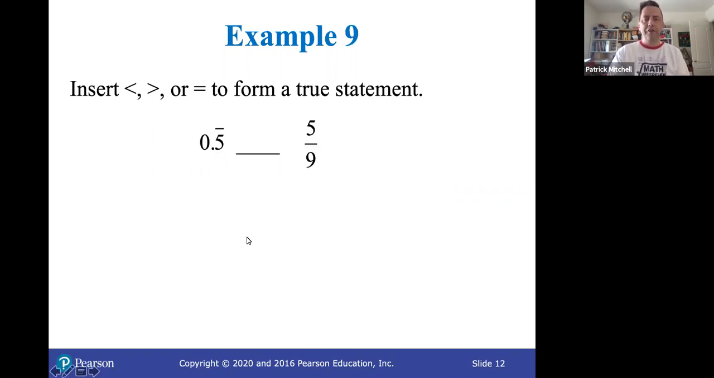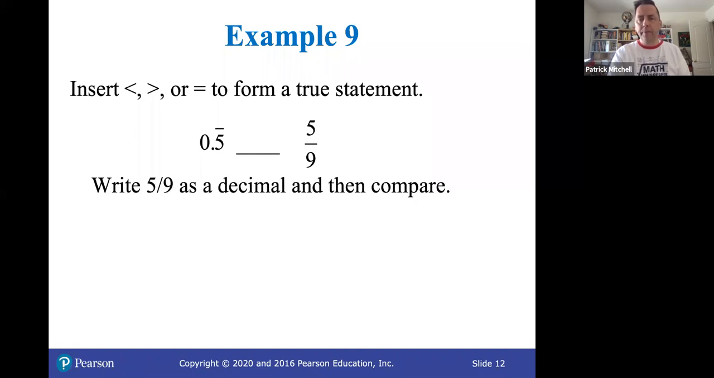All right, here's an interesting one. We're comparing 0.5 repeating with 5/9. So if you do the long division for 5/9, and I'm actually going to ask you to do that now, go ahead and pause the video and do the long division for 5/9. You find that 5/9 is 0.5 repeating. Okay. So these are just two different ways to write the same number. These two numbers are equal.